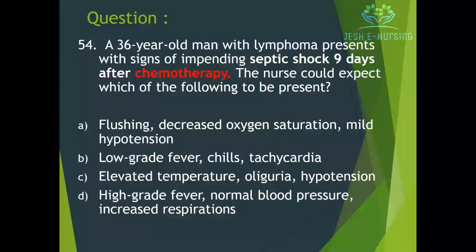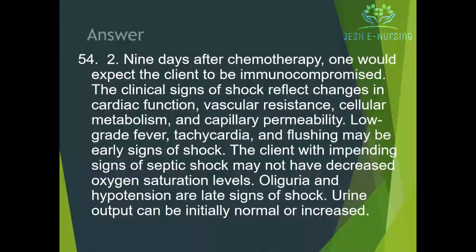So after 9 days of chemotherapy, the patient will go into pancytopenia. This stage comes after 9 days. The blood cellular elements come to a very low level: the red blood cell count will be very low, the white blood cell count will be low, and the platelet count comes to a very low level. So shock is the expected side effect. Nine days after the chemotherapy, one would expect the client to be immunocompromised.